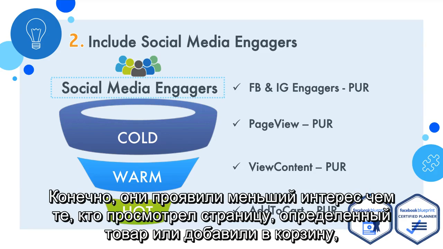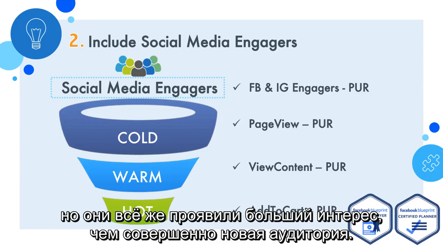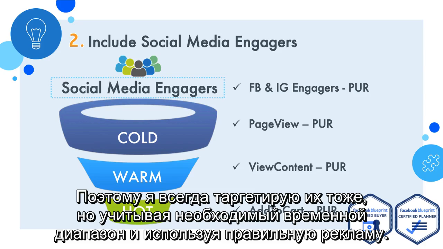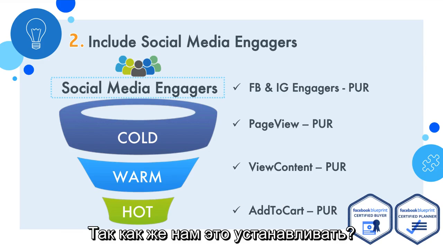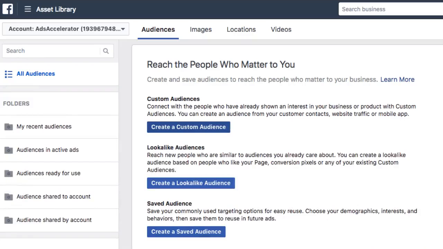Of course, they have shown less interest than the page viewers, view content or add to carts, but still they have expressed more interest than a complete prospecting audience, so completely new ones. So those people, I also always retarget them, but of course with the right time range and with the right ad. So how are we going to set that up?